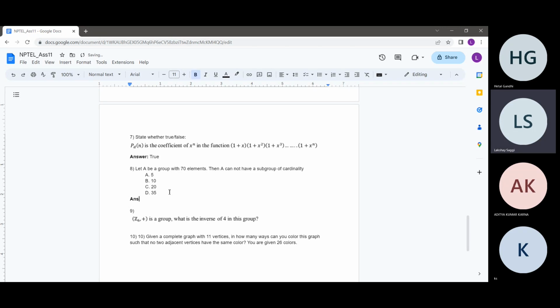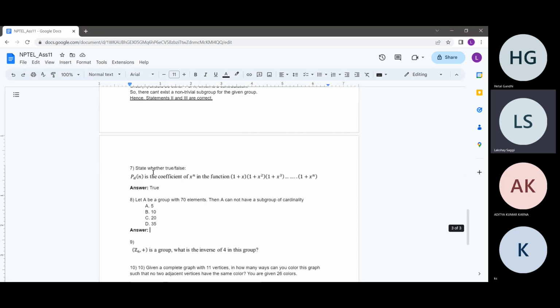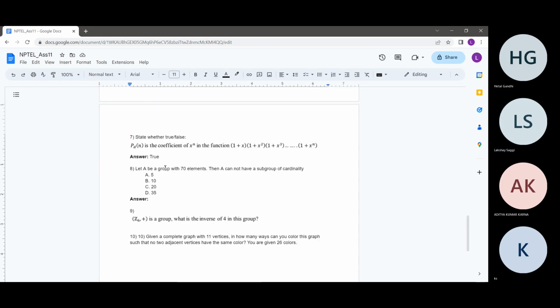So let's come to the eighth question then. So guys, I really want you to answer this question because I have done this sort of question twice already, using Lagrange theorem. So the question is, let A be a group of 70 elements, then A cannot have a subgroup of cardinality. So Aditya is saying that the answer is option C, which is 20. So yeah, Aditya, you are correct that this will be the correct answer. So good job.